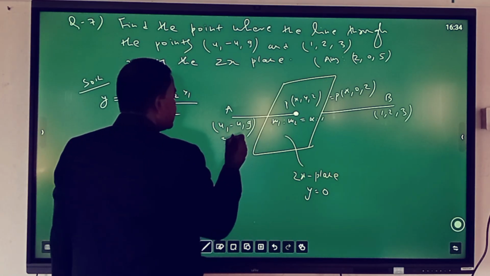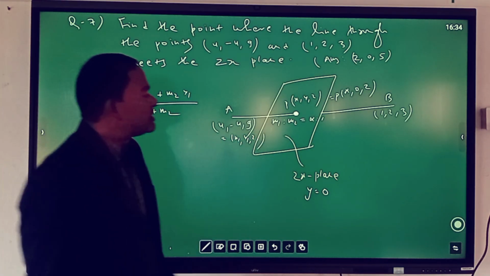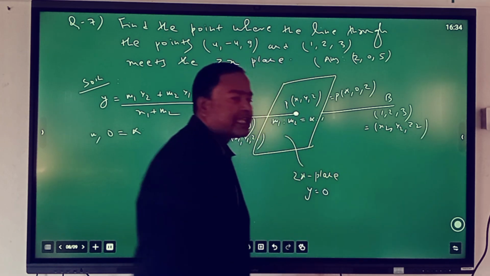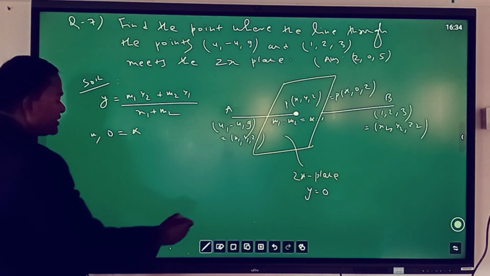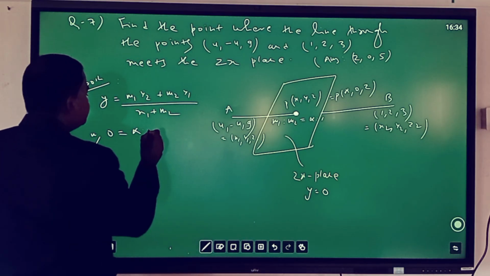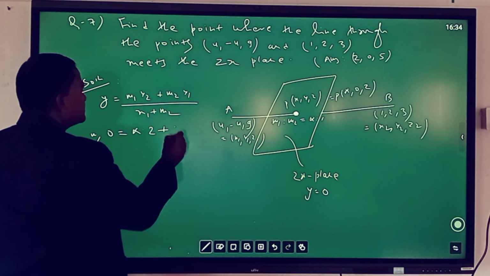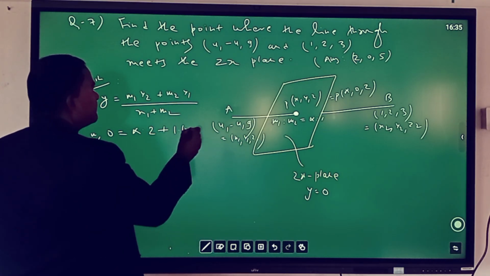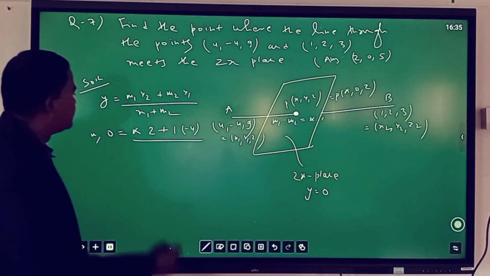And the first point in general we suppose as x1, y1, z1, and the second point of the line segment we suppose as x2, y2, z2. So let's substitute the corresponding values. The value of y2 is 2, m2 we have supposed 1, and the value of y1 is minus 4, divided by m1 plus m2, that means k plus 1.